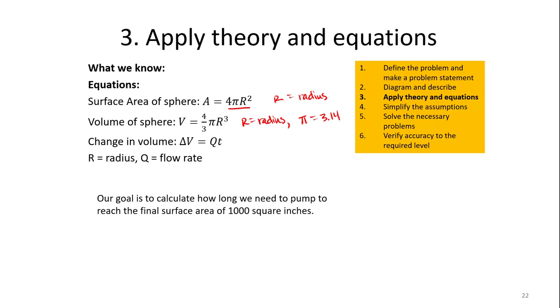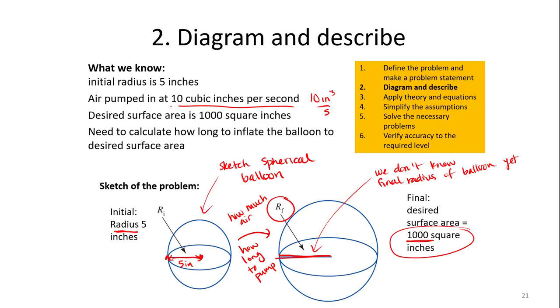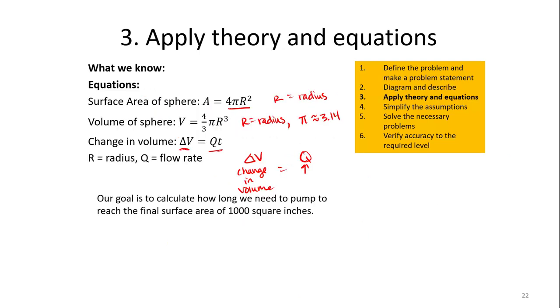Another equation that we know is change in volume relative to flow rate. So notice here we can write the change in volume, or delta V, is equal to our flow rate, which is Q. Notice our flow rate in this case was given to us. Flow rate is 10 cubic inches per second, times T, where T is our time, in this case in seconds.